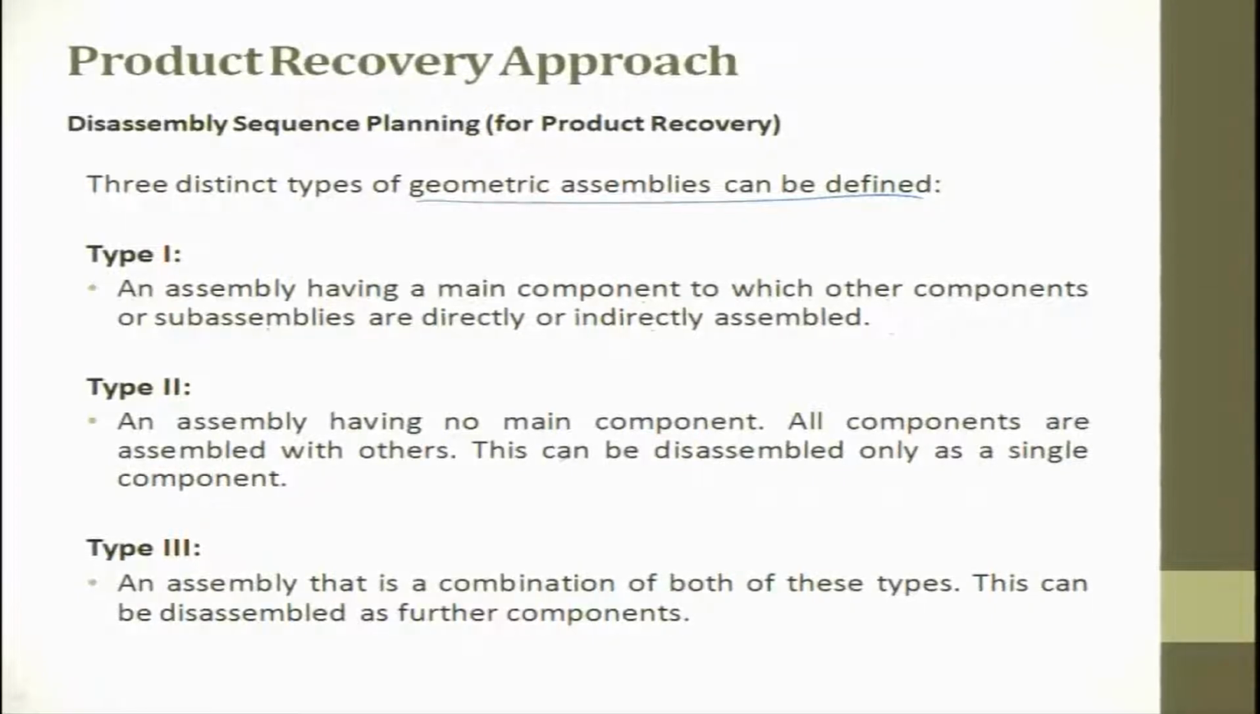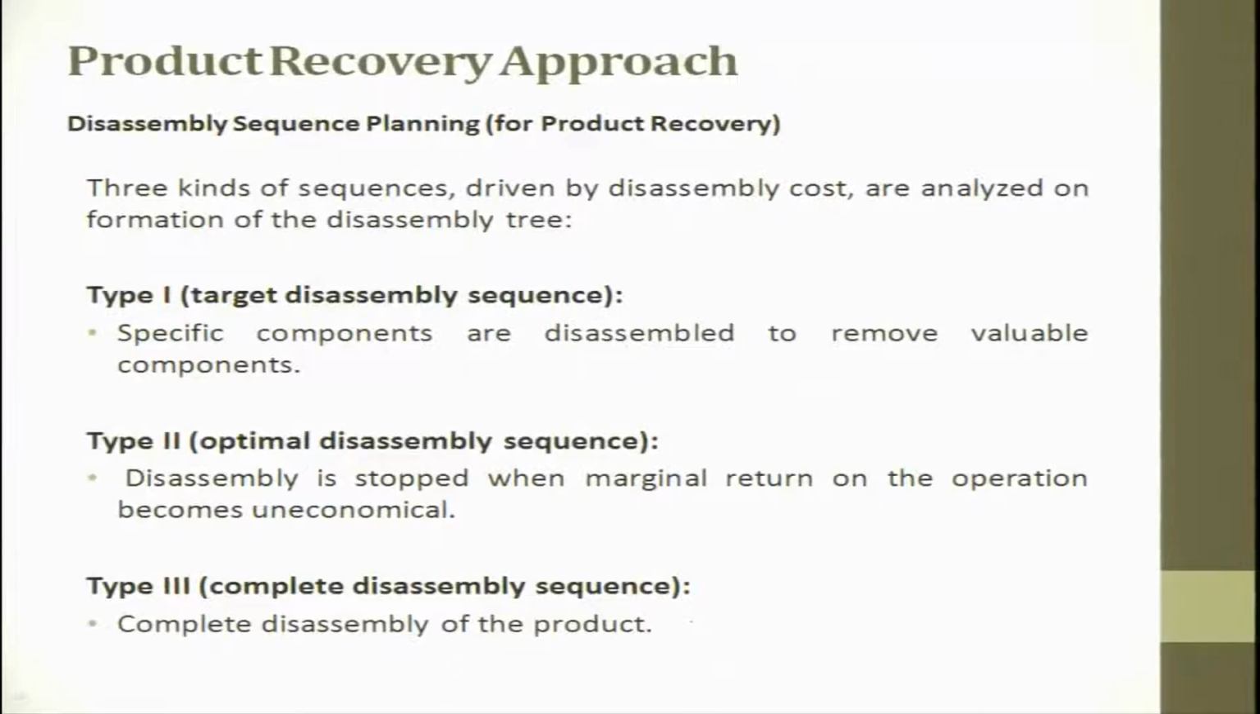An assembly having no main component, so there is no base. All components are assembled with each other, like a wheel or a nut or whatever it is. This can be disassembled only as a single component when you try to remove it. Type 3, an assembly that is a combination of both types. This can be disassembled further into components. The three kinds of sequences driven by disassembly cost are analyzed on formation of a disassembly tree.